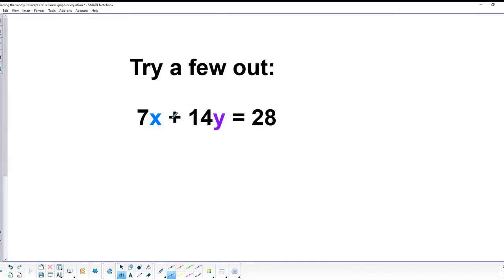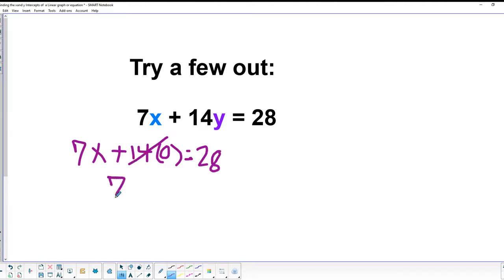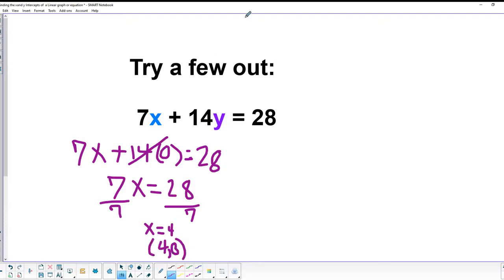Let's start out by making y equal to 0. So we'll write down 7x plus 14 times 0 equals 28. Of course this cancels out, leaving us with 7x equals 28. When we divide both sides by 7, we end up with x equals 4. So the x-intercept is (4, 0). That's the coordinates of that point, (4, 0).